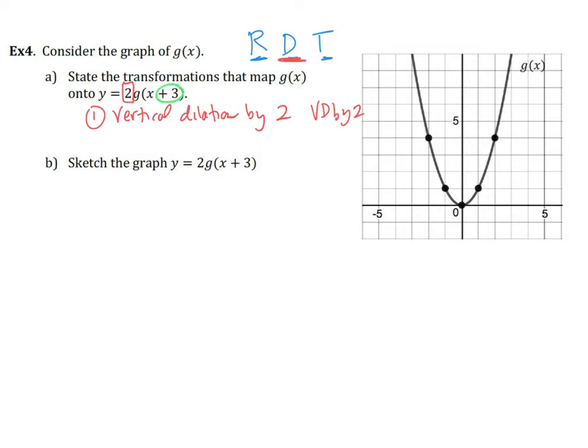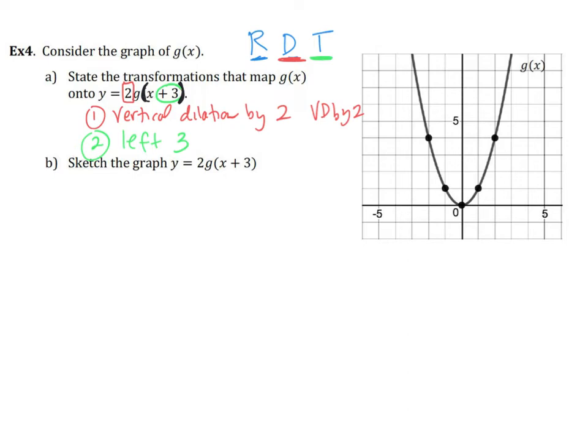Now the only other value we have is the +3. Well, that is associated with the translation. So step number 2, because we've exhausted our dilations, is to do our translation. Remember, inside the parentheses, we do the opposite. So instead of moving to the right 3, which you might think is supposed to happen, we're actually going to move to the left 3. Or you could say translate to the left 3 units, but left 3 is fine.